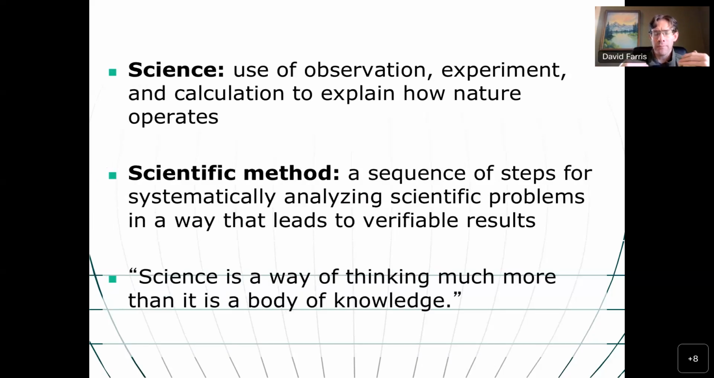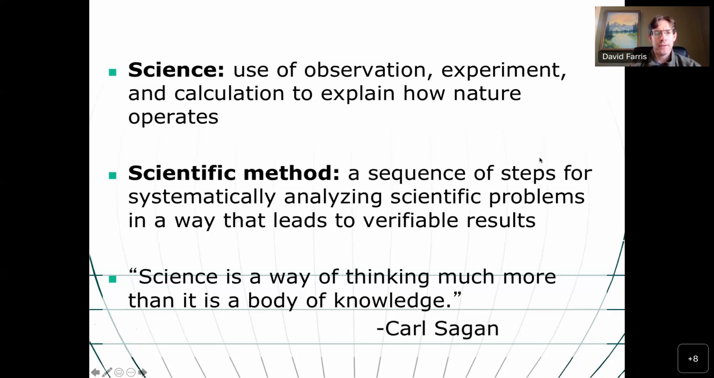As people have employed the scientific method over the last several hundred years, our understanding of how the world around us works has gotten better and better. Our ability to make predictions about the physical nature of our planet and our universe has also gotten better and better. This has allowed us to increase our level of science and technology, and it has increased our standard of living in a revolutionary way. Science is really the use of observation, experiment, and calculation to explain how nature operates. So it's a method, not a sequence of facts.